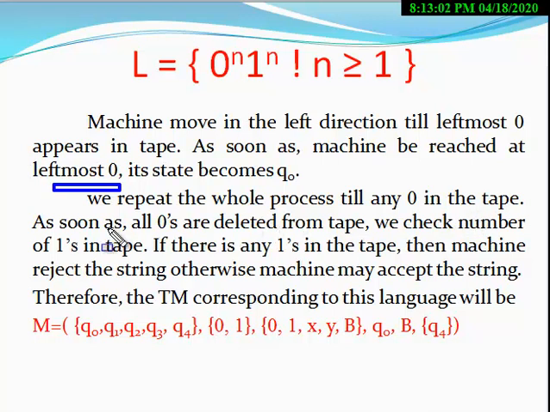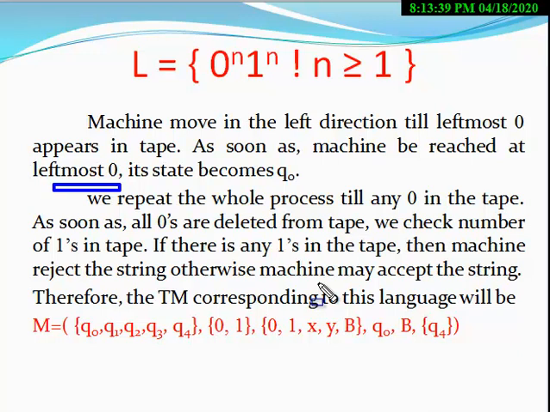As soon as all zeros are deleted from the tape, we check the number of ones on the tape. If there are any ones on the tape, then the machine rejects the string. Otherwise, the machine accepts the string. So according to this procedure, the machine will accept all the strings which belong to this set.